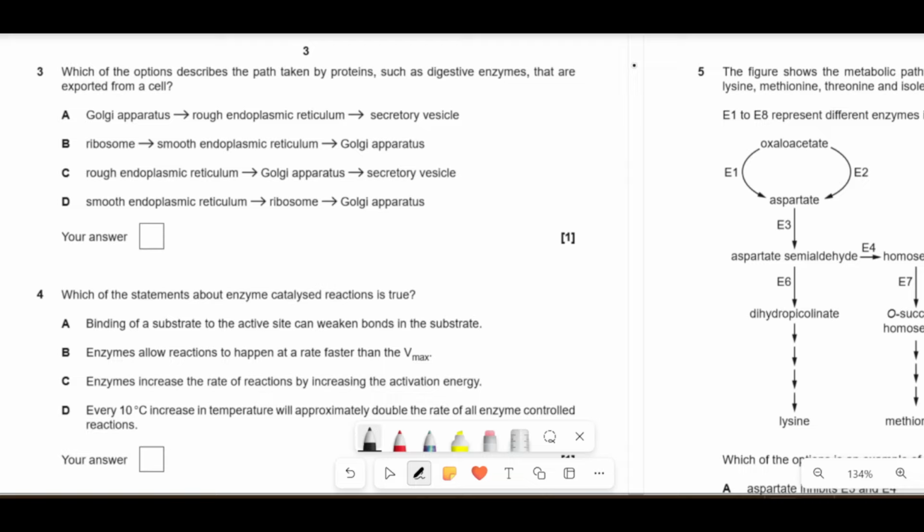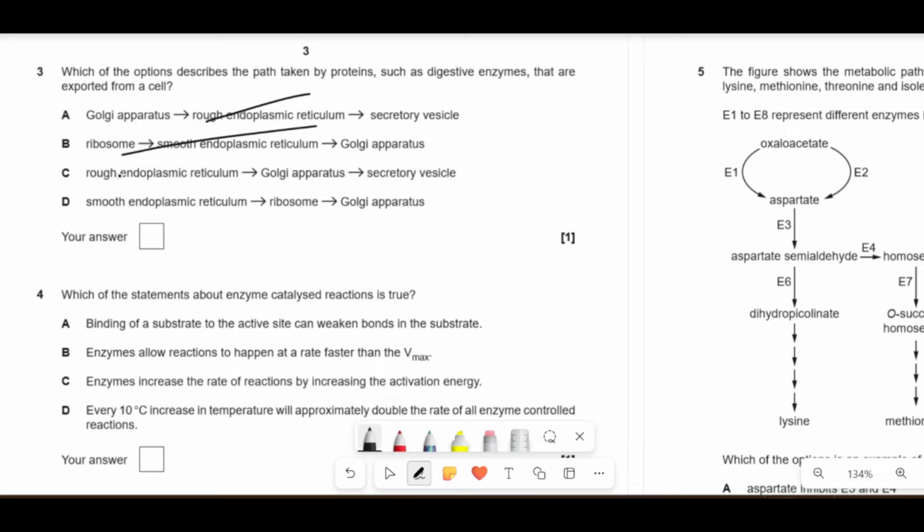Next, it says, which of the following options describes the path taken by proteins such as digestive enzymes when they're exported by a cell? Golgi apparatus to rough endoplasmic reticulum to secretory vesicle doesn't make sense, because the proteins are made at the rough endoplasmic reticulum where the ribosomes are, where protein synthesis happens, so that one's out. Ribosome is where protein synthesis happens, that adds up. Smooth endoplasmic reticulum synthesizes and processes lipids, and it doesn't have any ribosomes, so that one's out.